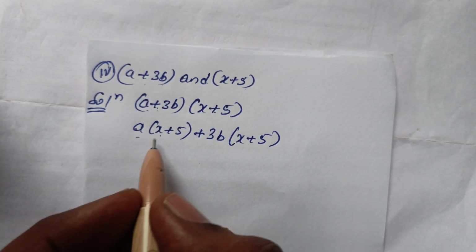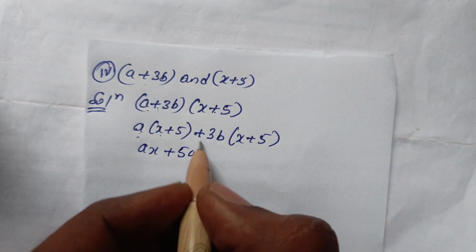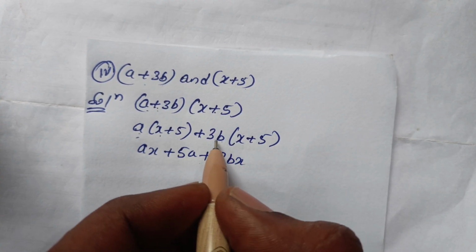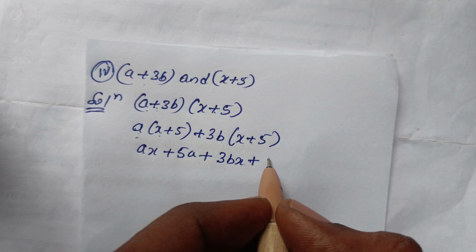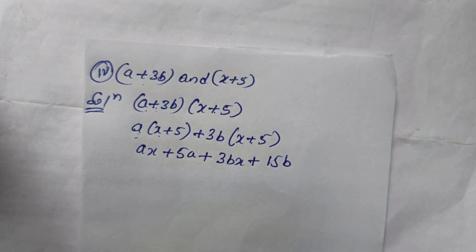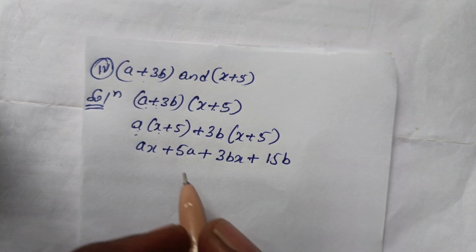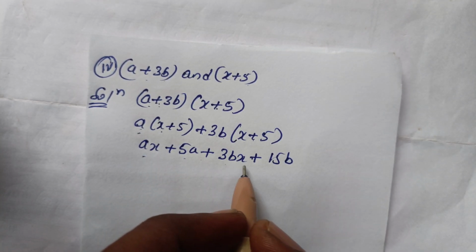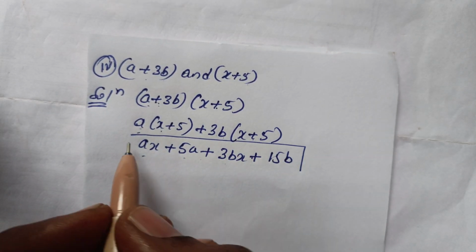Now let's multiply. a into x is ax, plus 5 into a is 5a, plus, as it is, 3b into x is 3bx, plus 3b into 5 is 15b. So now the answer, you can write it as ax plus 5a plus 3bx plus 15b. There are no like terms that we can add, so this will be the final answer.